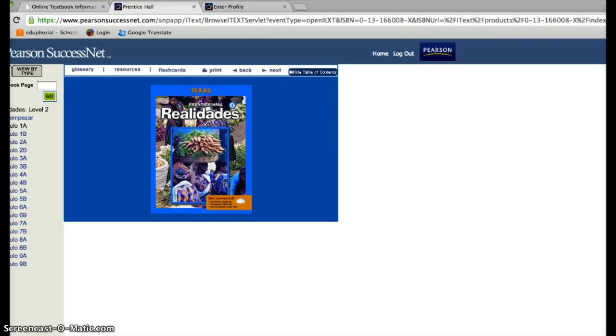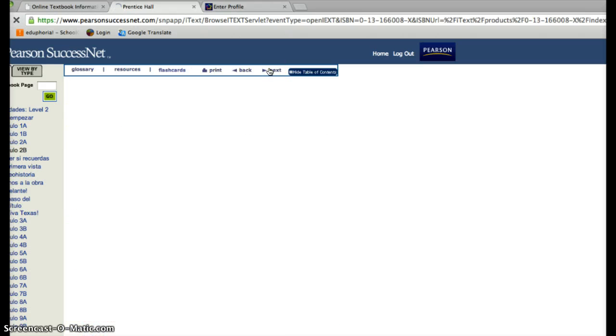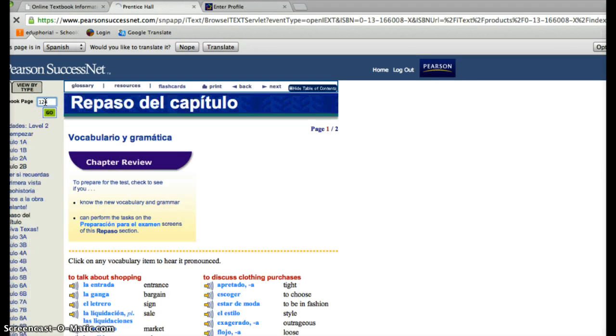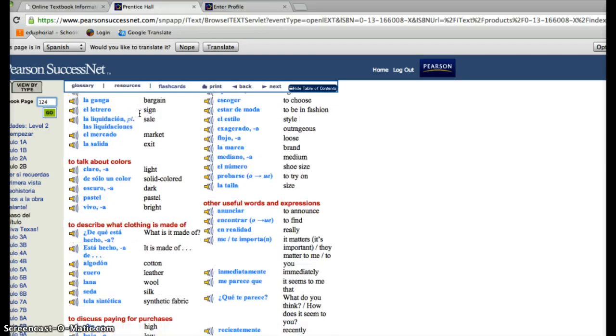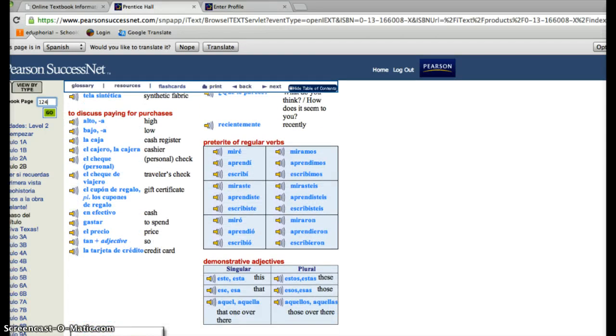and right here, sorry, this is cut off, but this just says Capítulo 1A, 1B. We're on 2B, so you can do it this way, and you can literally see every page in the book, okay? Or you can just go to this little box right here and type in 124, and it's going to pull up all that vocabulary that you need to fill out. Okay, so that's how to get into the book, and let's move on.